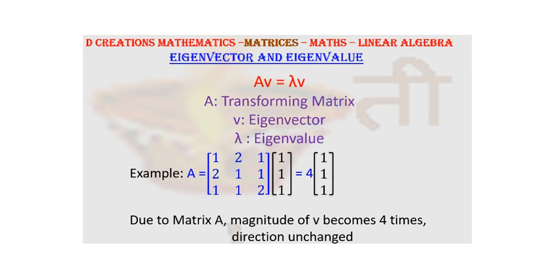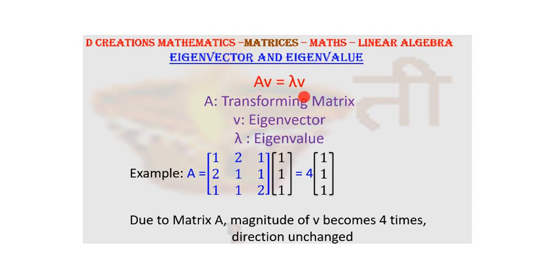So this is the idea of this particular equation. When A acts on a vector, it gives you back the vector but with a certain multiplying factor, the scaling factor. Now in this case, due to this particular matrix, the magnitude of V becomes 4 times and direction remains unchanged. So this is just an introduction to eigenvector and eigenvalue. We are going to do many videos on this and learn this in depth because it's a very, very important and central concept.